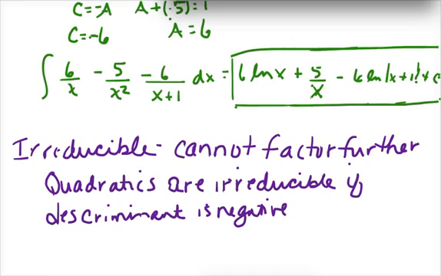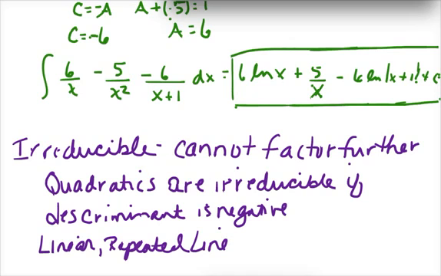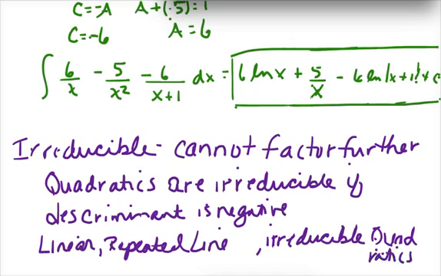Right? So let's look at an example where we can see all four types of factors. So far we have a linear factor, and we just went through a repeated linear, and now we know that there's something called an irreducible quadratic. And then to complicate things, we have repeated irreducibles.